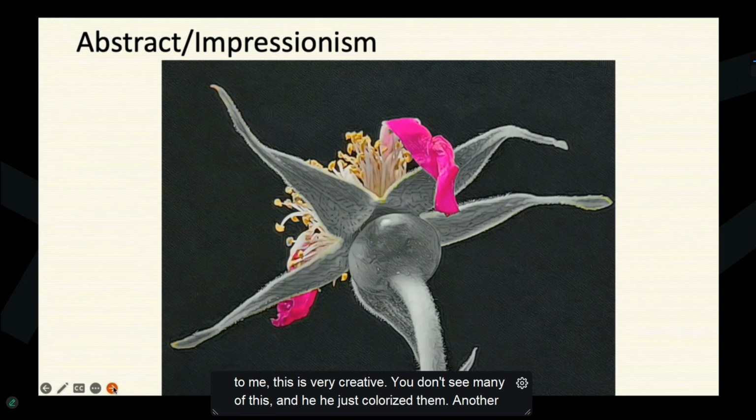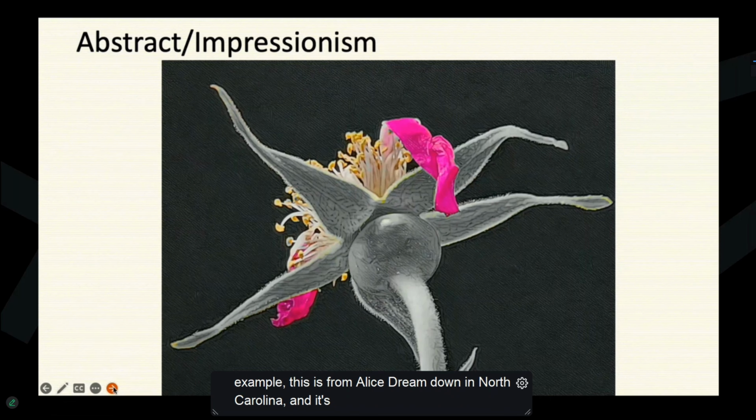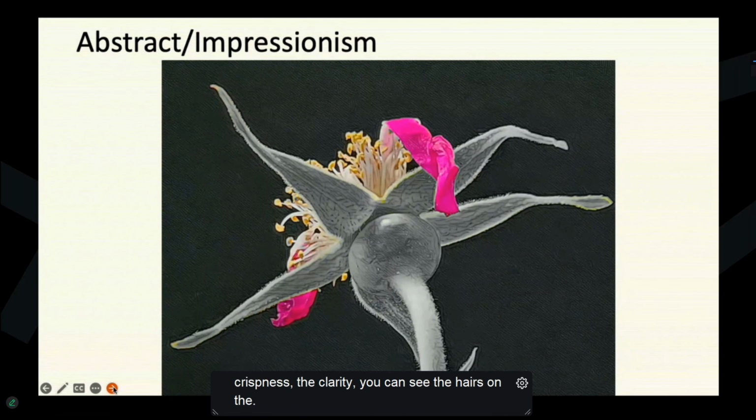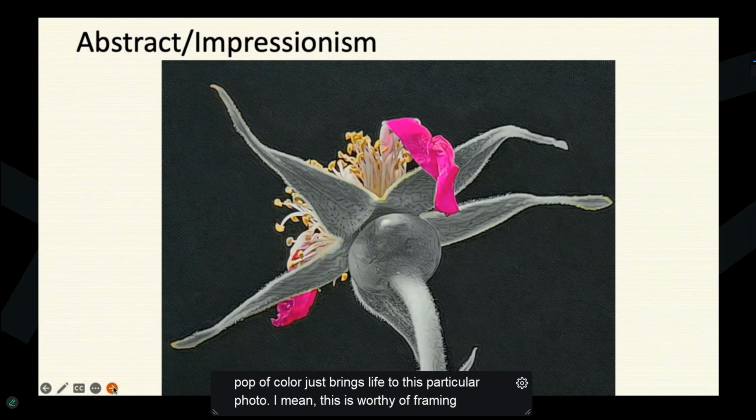Another example. This is from Alice Green down in North Carolina, and it's a great black and white, but the angle, the framing, the exposure, the crispness, the clarity. You can see the hairs on the sepals and on the peduncle. And then that pop of color just brings life to this particular photo. I mean, this is worthy of framing. It's very, very unique.